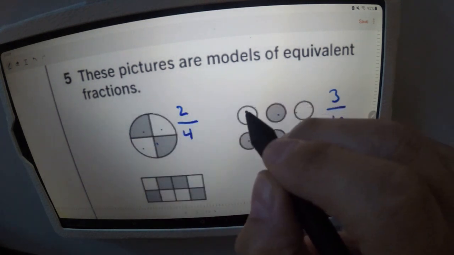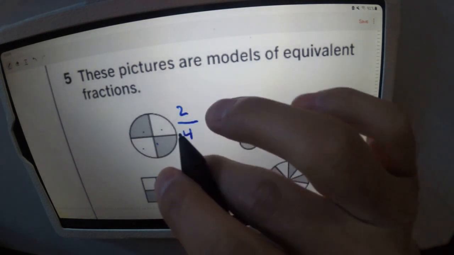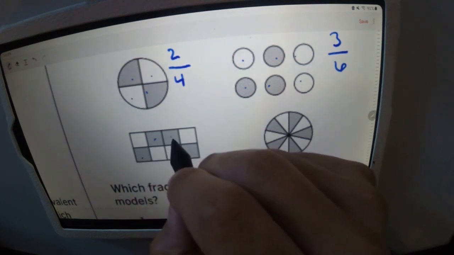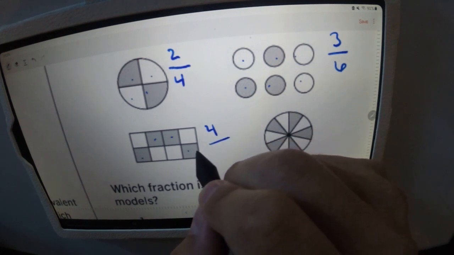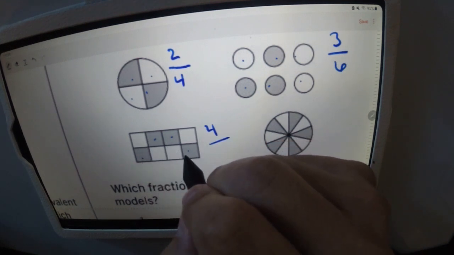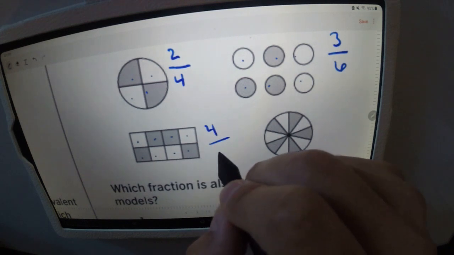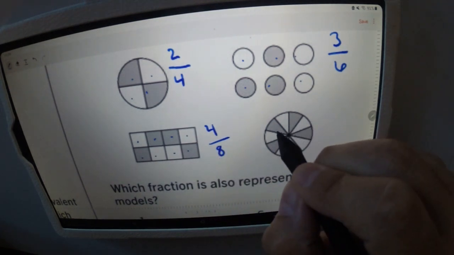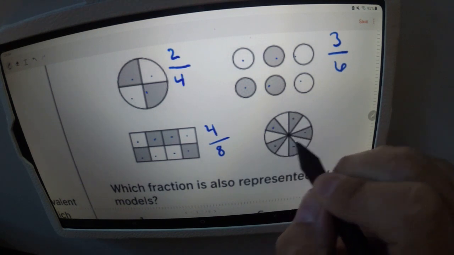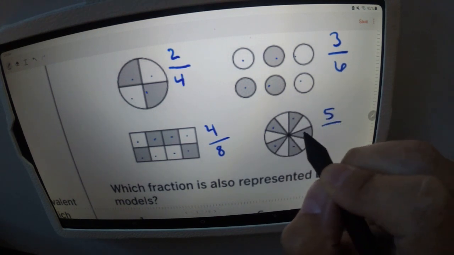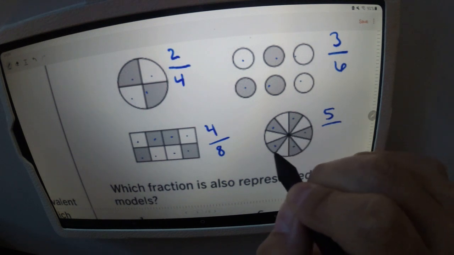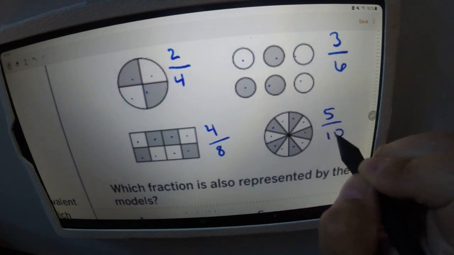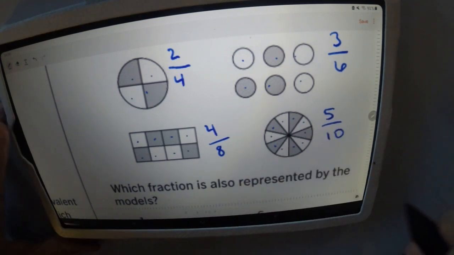But they're telling us these are all the same thing. These are all equivalent to each other. Now we move along. The top number, shaded: 1, 2, 3, 4, out of total: 1, 2, 3, 4, 5, 6, 7, 8. Bottom number, denominator. This one is the same. Shaded, top number: 1, 2, 3, 4, 5. That's the numerator, out of total pieces: 1, 2, 3, 4, 5, 6, 7, 8, 9, 10. So these are all equivalent to each other.